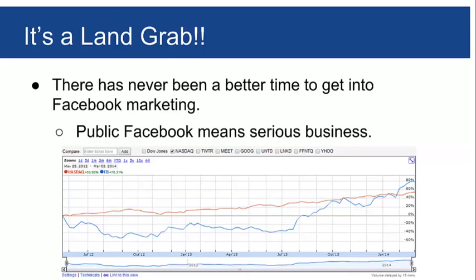But the bottom line is Facebook is now a serious marketing platform in a way that it really wasn't as such in the past. It's getting busier and busier. The stats are absolutely incredible, how many people are on Facebook.